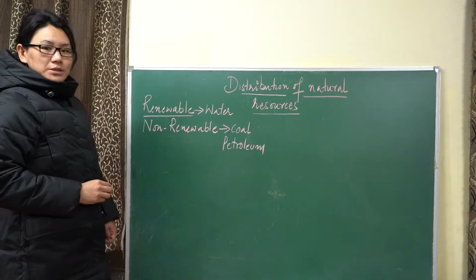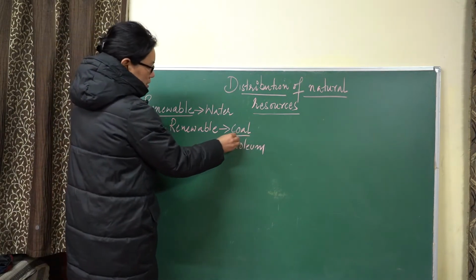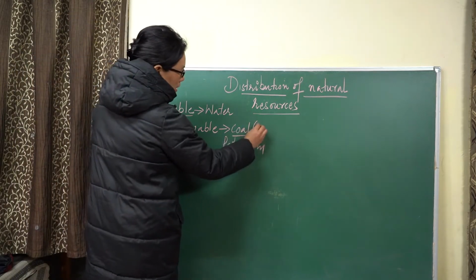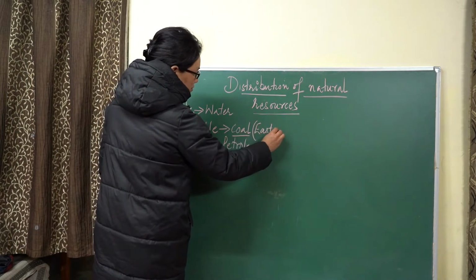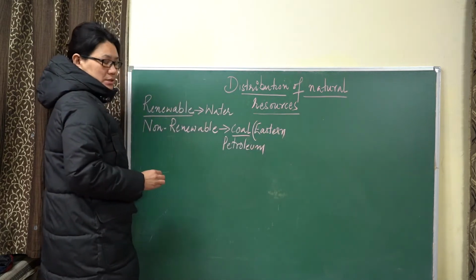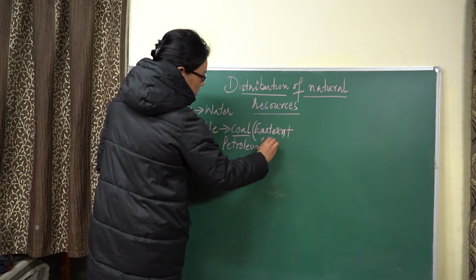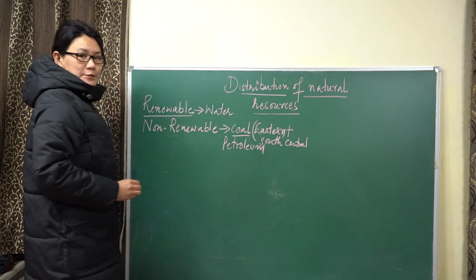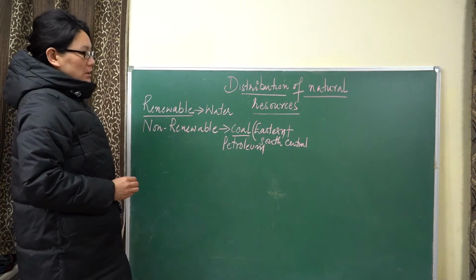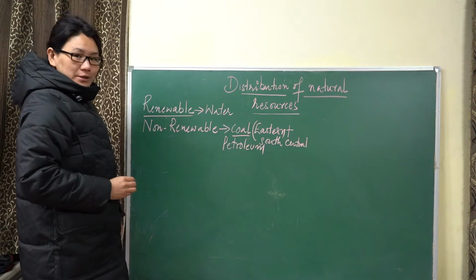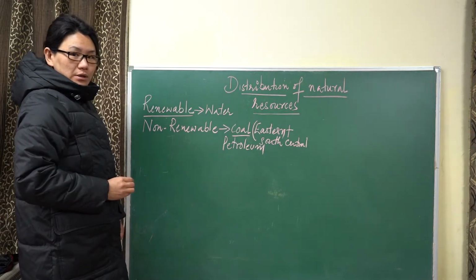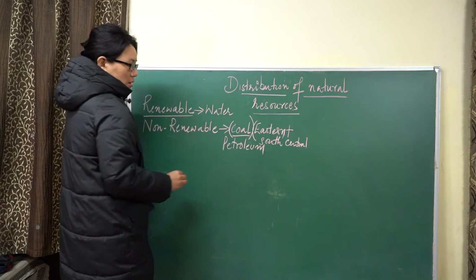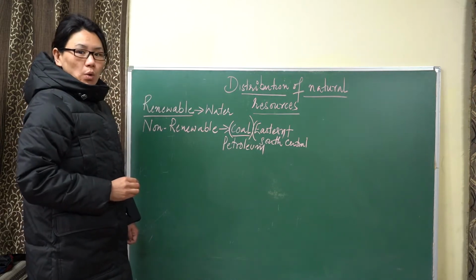Now, in India, this coal is found in the eastern part as well as the south central part of India. Jharkhand, Chhattisgarh. In such places, we will get abundant coal.